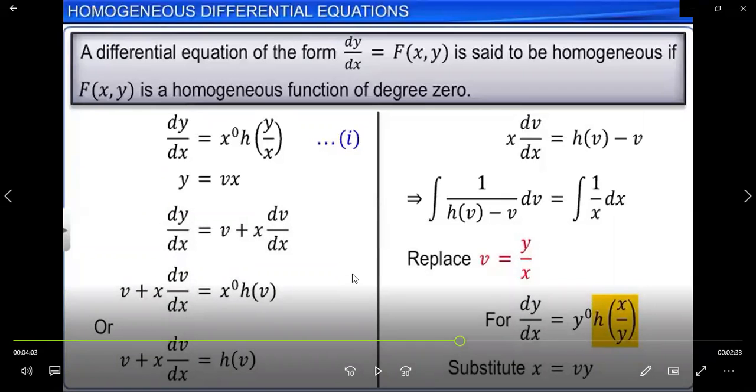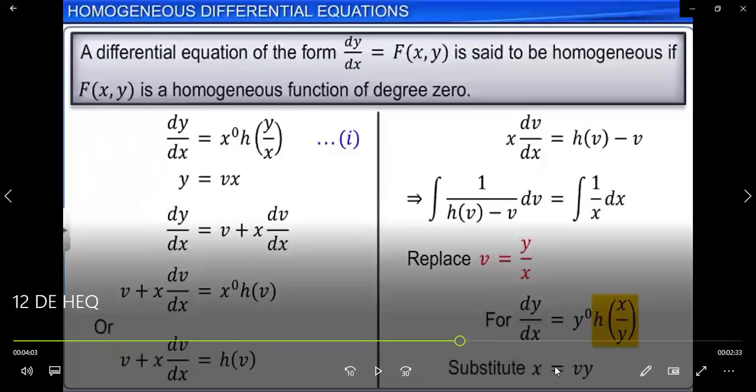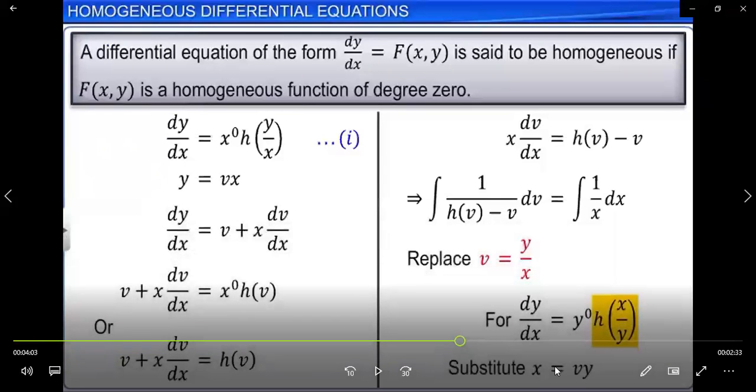And if the equation is of the form dy by dx is equal to y raised to the power 0 h of x by y, as you can see over here, in this case you have to substitute the value of x as vy, and then further you have to perform the differentiation and substitute the value over there. And further you can perform the variable separable method to get the final result after integration.